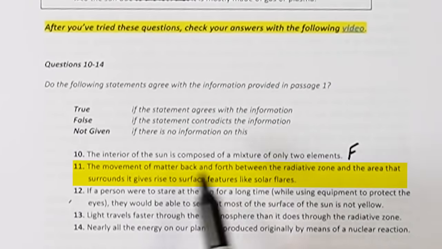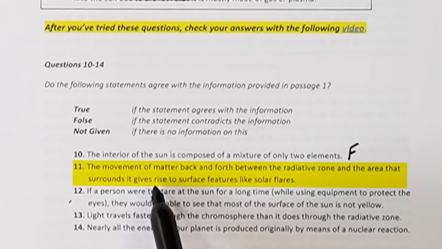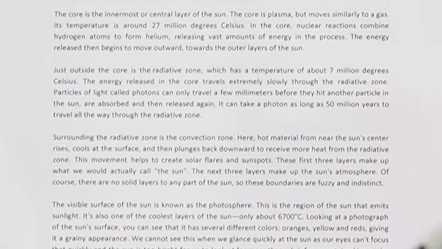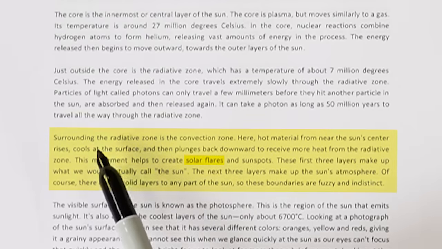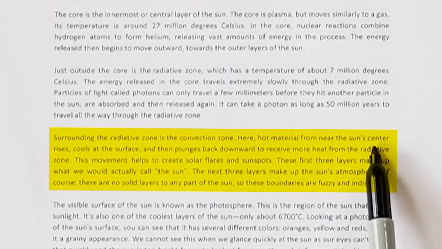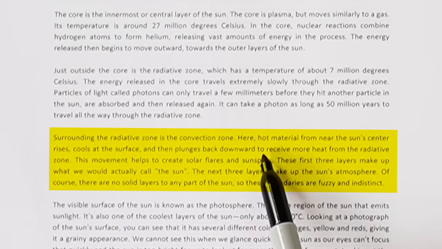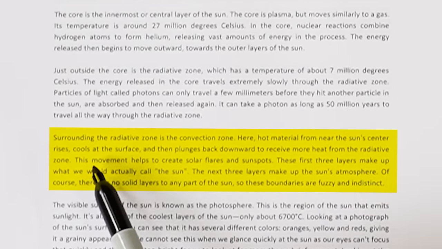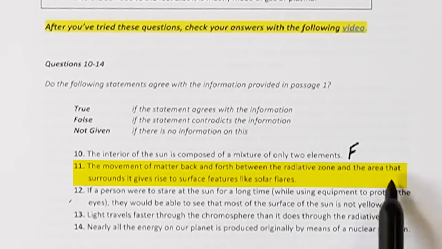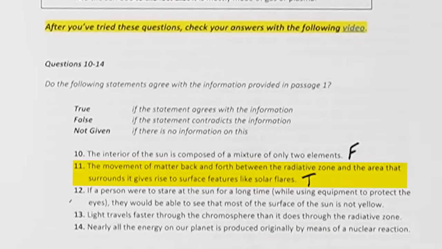So we need to read this carefully to see if this agrees or disagrees with this statement. The movement of matter back and forth between the radiative zone and the area that surrounds it gives rise to surface features like solar flares. Does it say anything about solar flares in this area? Solar flares. Surrounding the radiative zone is the convection zone. Here, hot material from near the sun's center rises and cools at the surface and then plunges back downward to receive more heat from the radiative zone. This movement helps create solar flares. The movement of matter back and forth in the area that surrounds it gives rise to solar flares. So this is true, right? It says exactly the same thing.